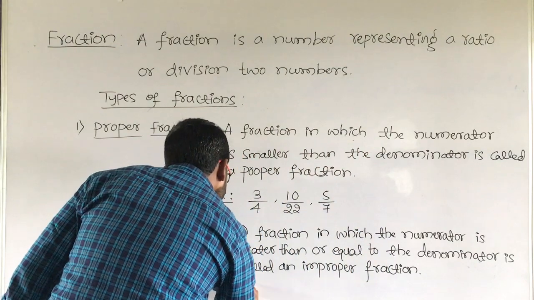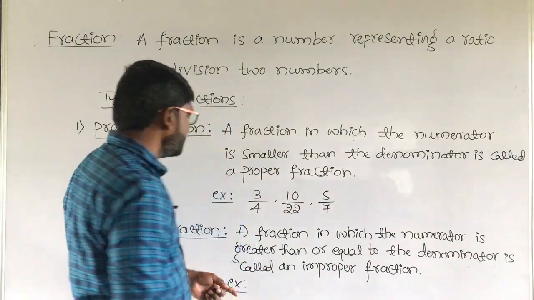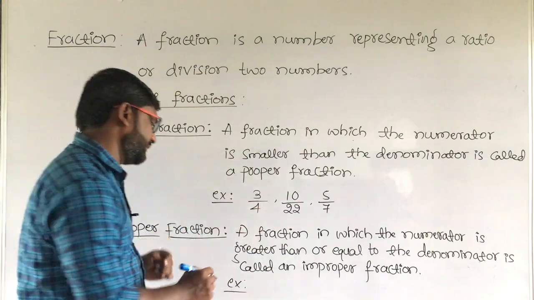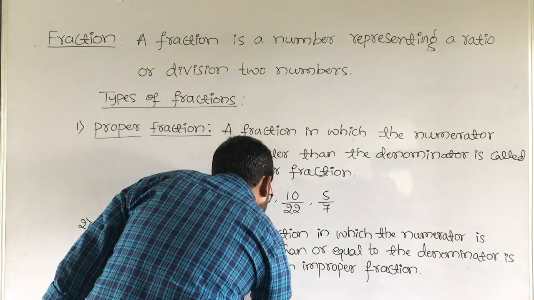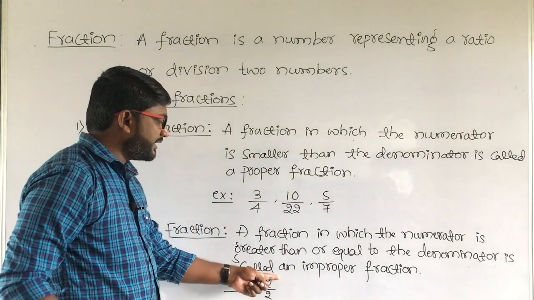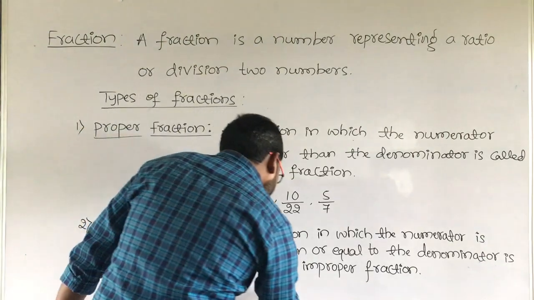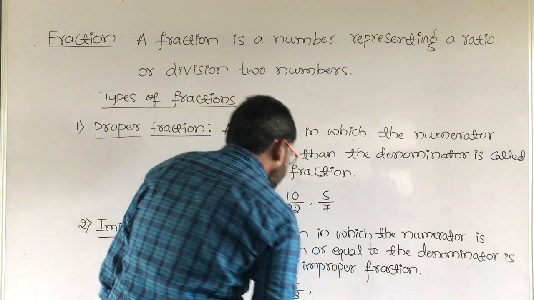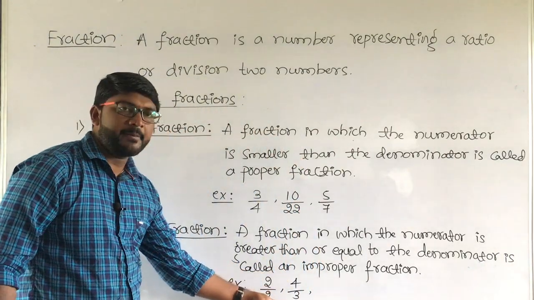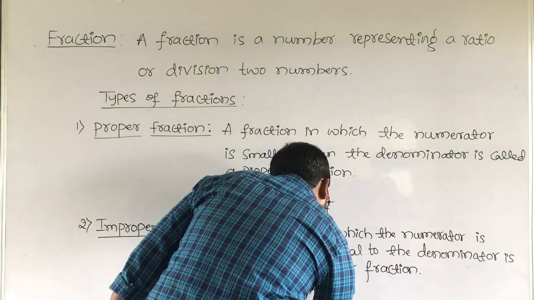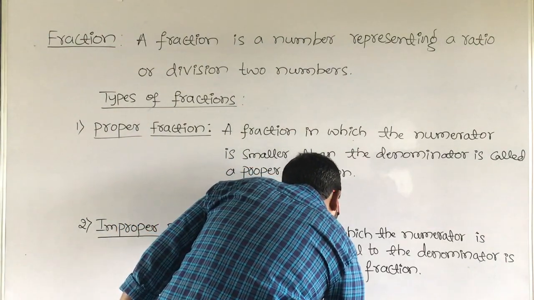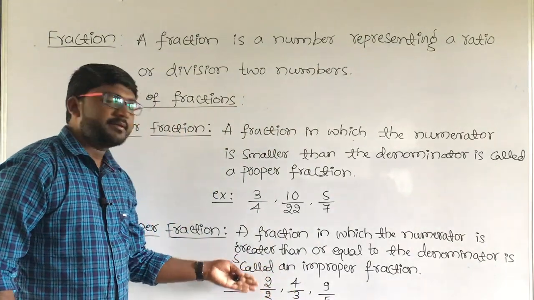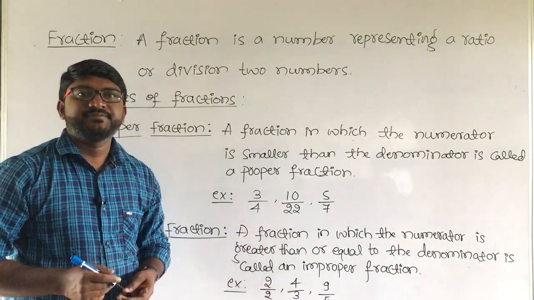Example: here the condition is the numerator must be greater than or equal to the denominator. For example, 2 by 2. Here the numerator and denominator are both equal. Next we can take 4 by 3. See here the numerator is greater than the denominator. The next one can be 9 divided by 5. These are all examples of improper fractions.